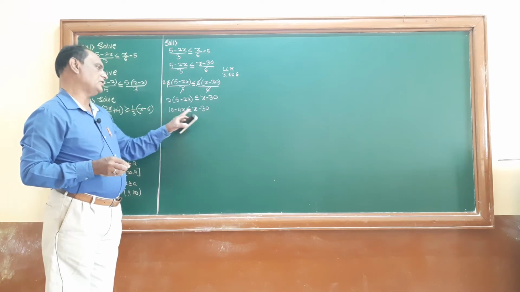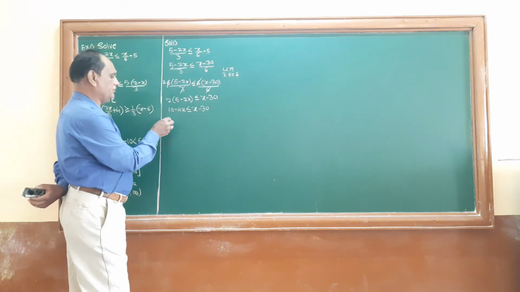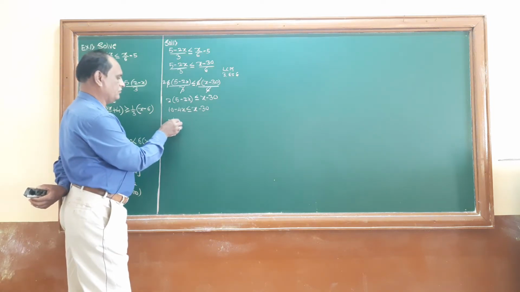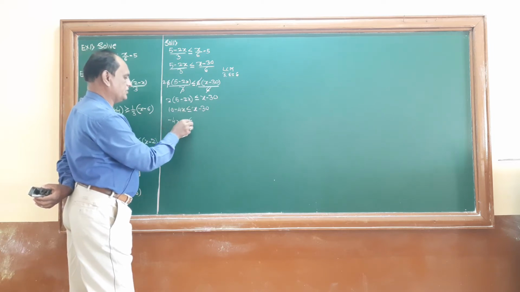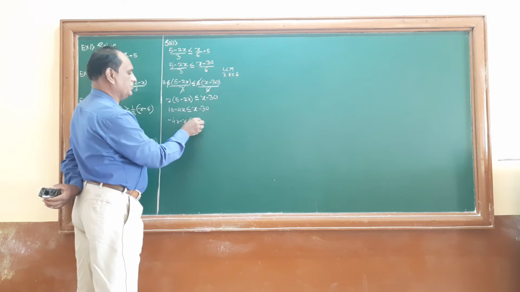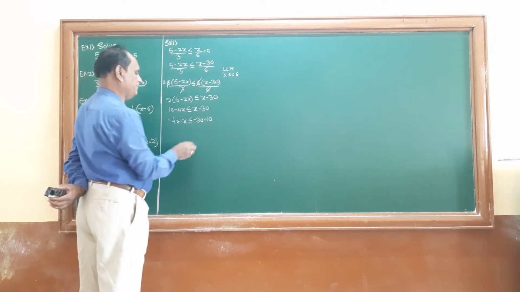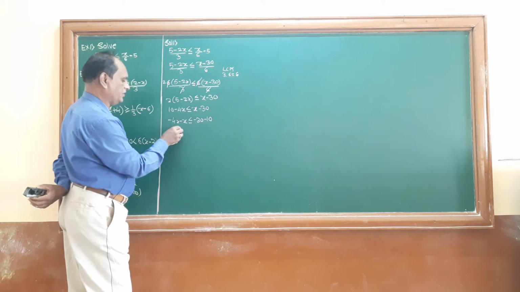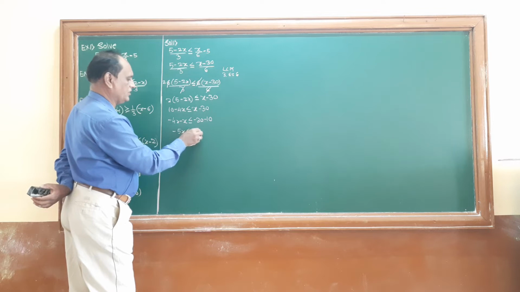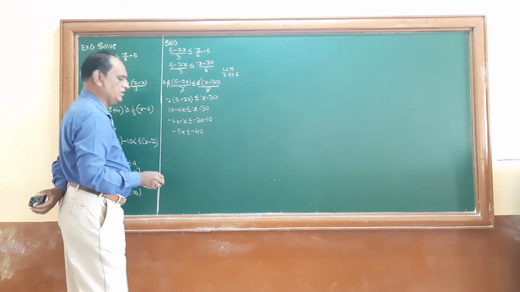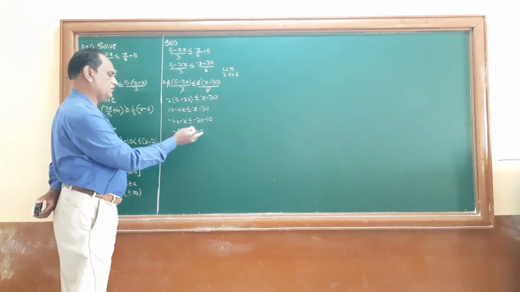Collect the x term on this side and lift the constant term to the other side. Therefore minus 4x, bringing x to this side, simply minus 5x is less than or equal to minus 30. The 10 going to the other side becomes minus 10. Again simplify: minus 5x is less than or equal to minus 40. So dividing throughout by minus 5.